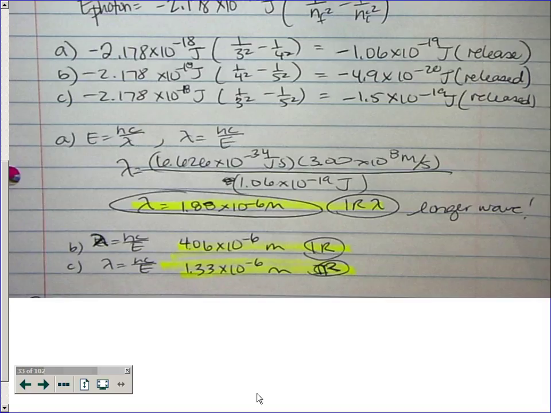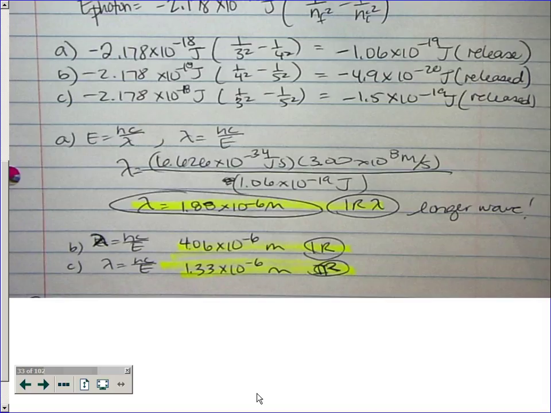So making sure you plug in the calculator right, all your units cancel. You should get wavelength for the first one, 1.88 times 10 to the negative 6. The second one, 4.06 times 10 to the negative 6 meters. And then the last one, 1.33 times 10 to the negative 6 meters.